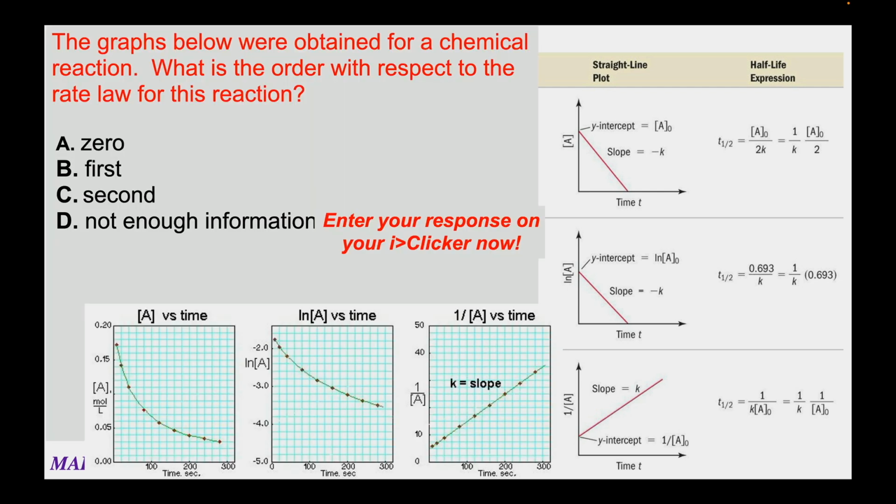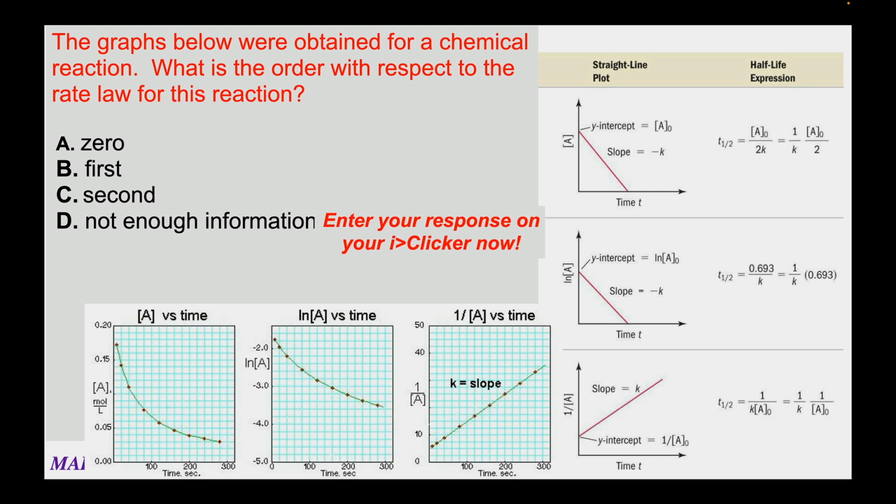This is the kind of question you might see. It says the graphs below were obtained for a chemical reaction, and it wants to know what the order with respect to the rate law is. And you can see the first graph is concentration versus time, the second graph is natural log of concentration versus time, and the third graph is 1 over concentration versus time. And first of all, D doesn't make any sense, not enough information, because of course this is what we've been talking about.